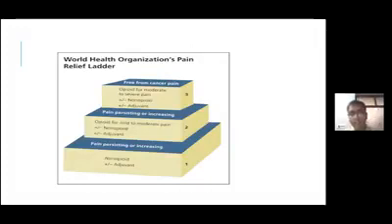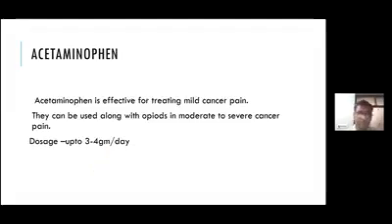So this is the WHO pain relief ladder we have to follow in cancer pain management. The first is acetaminophen. As you all know, acetaminophen is effective in mild cancer pain, and it can be used along with opioids in moderate to severe cancer pain, and the dosage is up to 3 to 4 grams per day. So we use acetaminophen in mild cancer pain.